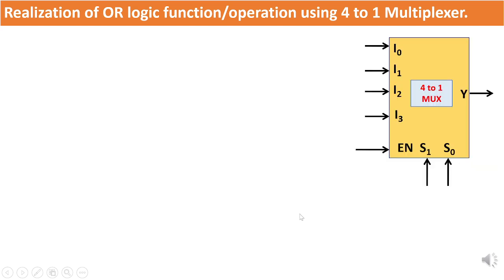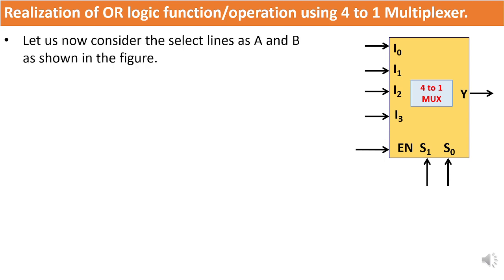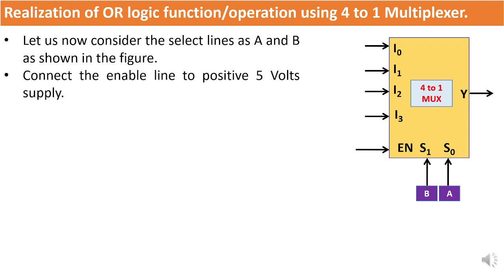Prior to implementing the OR logic using a 4-to-1 multiplexer, it's essential to provide a comprehensive explanation of the block diagram. Within this diagram, we observe two select lines, S1 and S0. Additionally, we have designated the enable input as active high, necessitating its connection to a logic high level, typically represented as positive 5 volts DC.